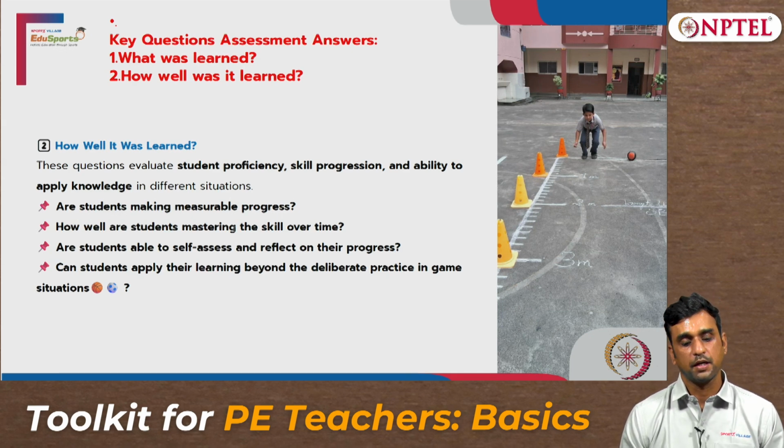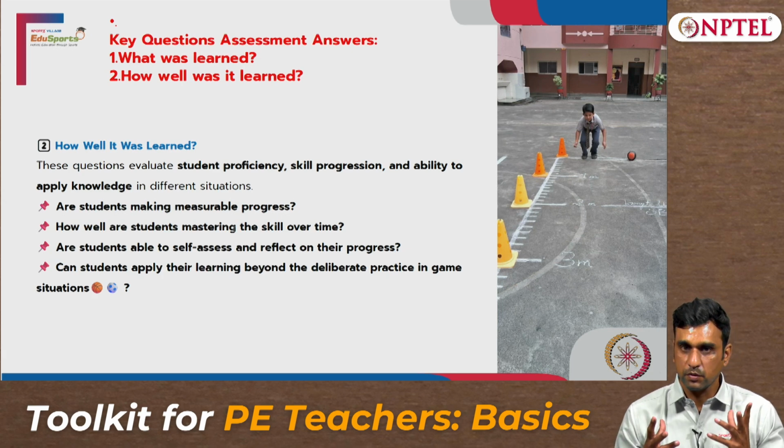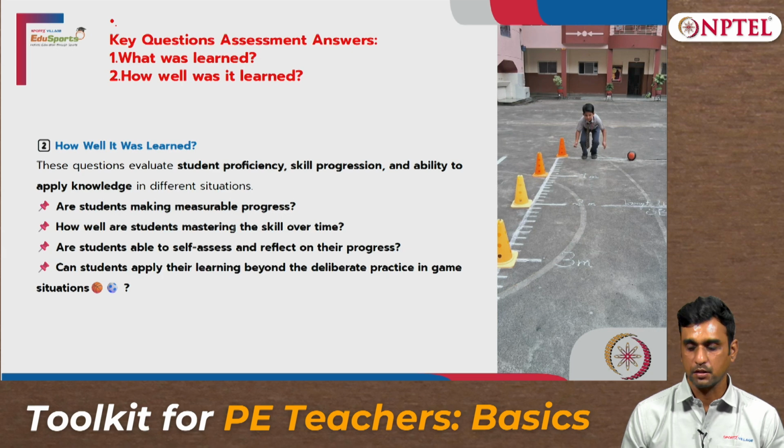And then can students apply their learning beyond the deliberate practice, which is the repetitive drills that we do to master a skill, in a game situation? So some students are very good in individual skills or with a partner, but when it comes to game situations, they're not able to apply that skill. It's like juggling in football, right? Accurately passing a ball to a partner, but when it comes to game situations, they are not able to implement that skill with that precision.